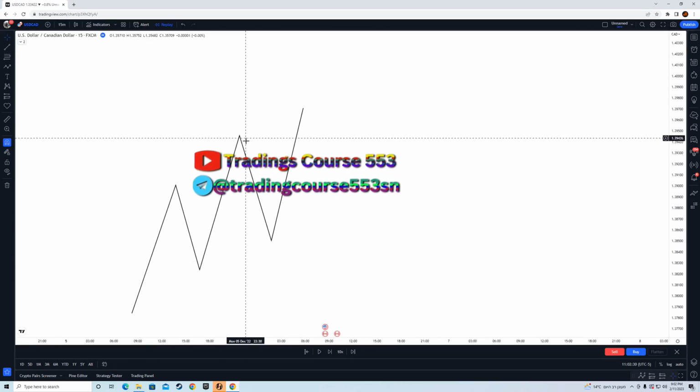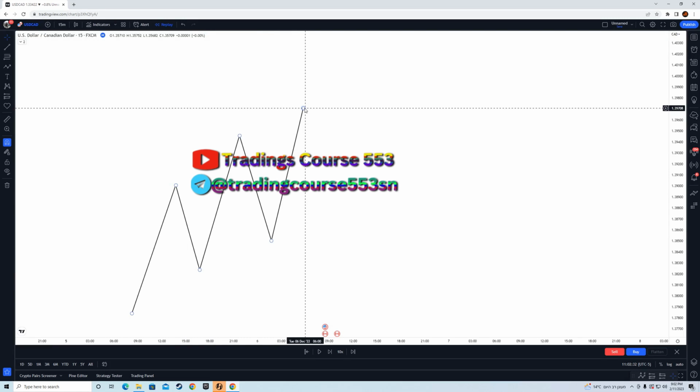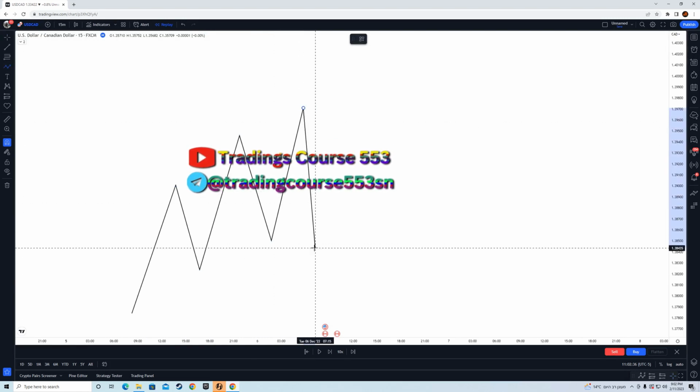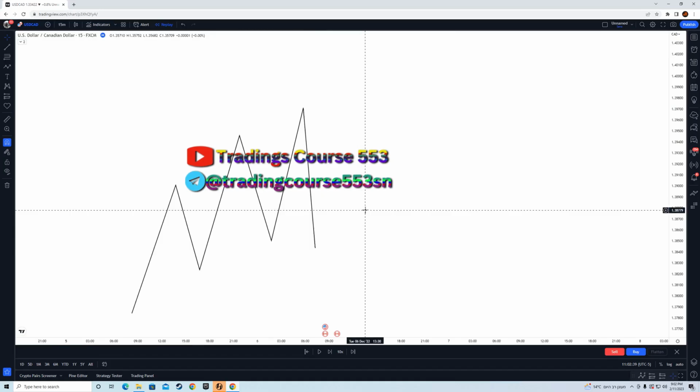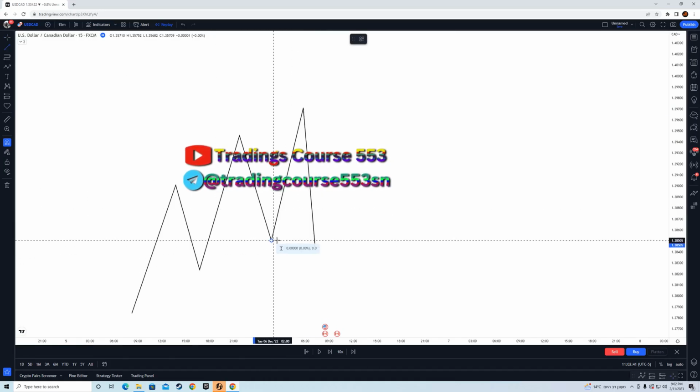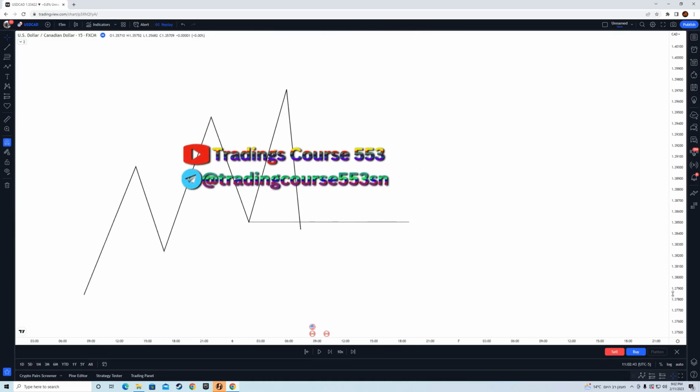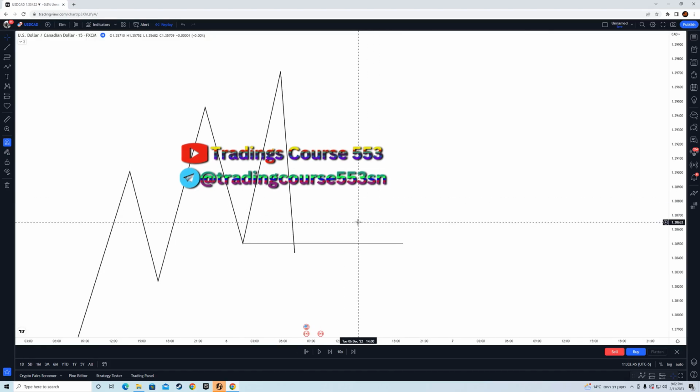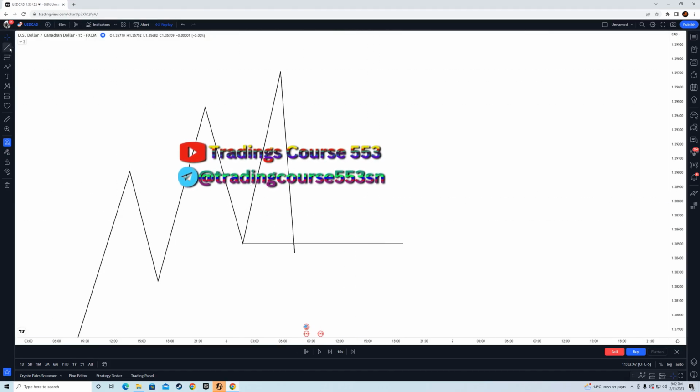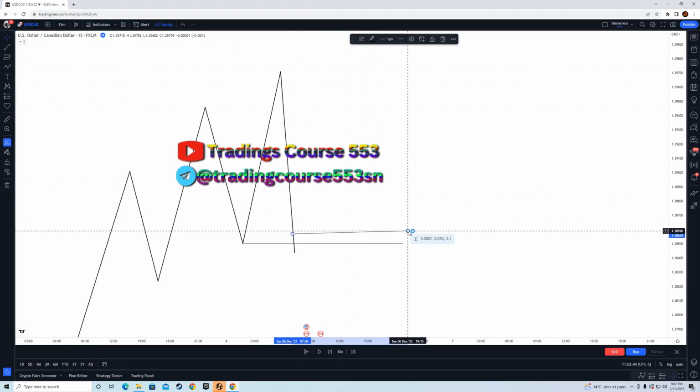So you have A, B, C, right? You look for the D leg, okay? And after that, you look for a market structure shift on a smaller time frame, okay? So there could be structure here.